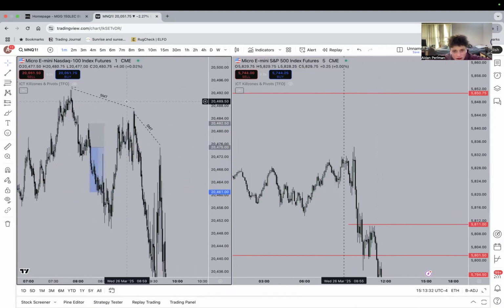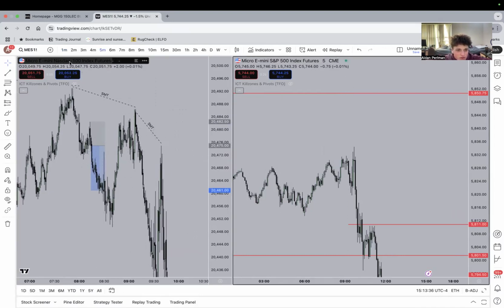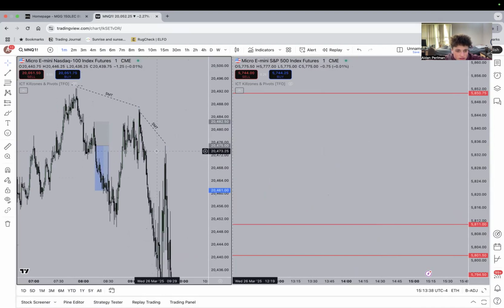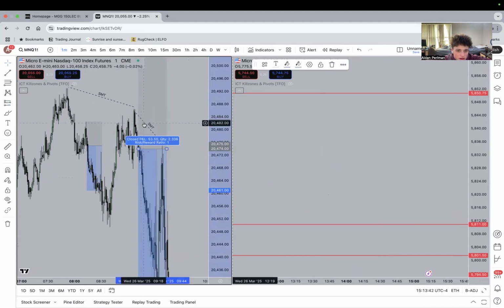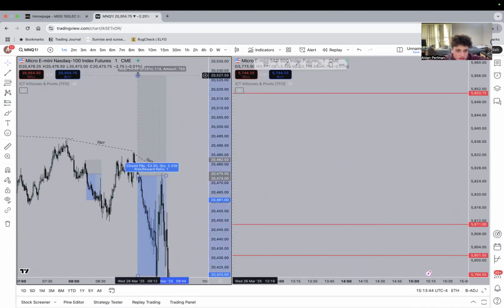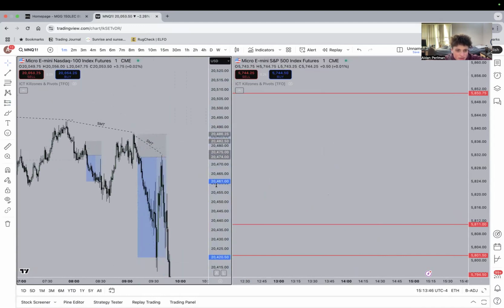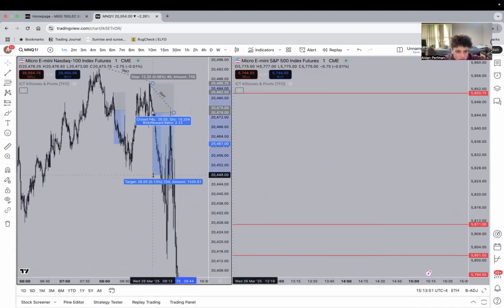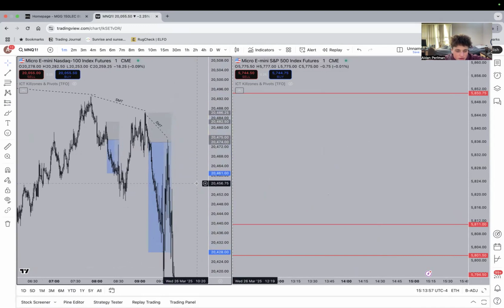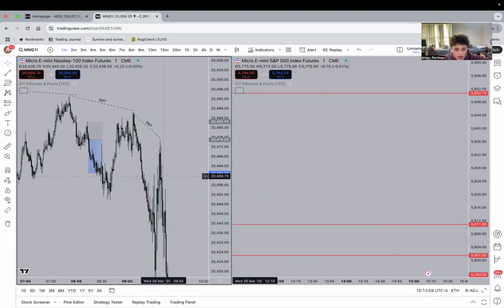We come back up, we put in another SMT, and then we get a nice inverse right out of that. We inverse this gap. Not too cleanly to be honest, but still with the SMT, it's not bad. Take it to these lows, 2R, take it to London lows or whatever. 3.75R. Really good trades.